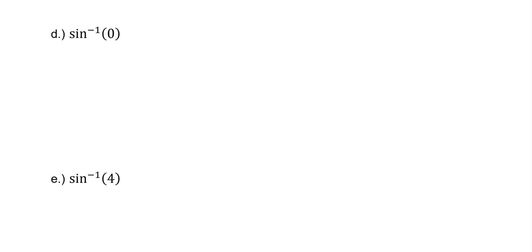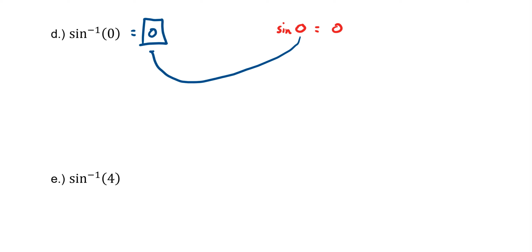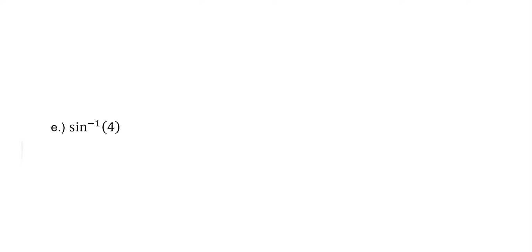So next one, sine inverse of 0. We say to ourselves, sine of what angle equals 0? Even though technically speaking 0 is not a reference angle, we do have it on our little reference angle table. So if we have our reference angle table memorized, we know that sine of 0 equals 0. So our answer here is 0. Sine inverse of 0 equals 0 because sine of 0 equals 0.